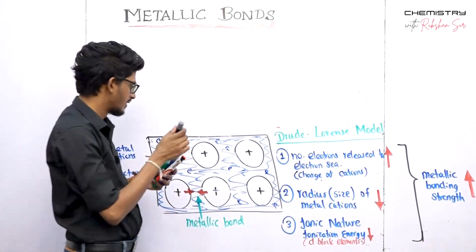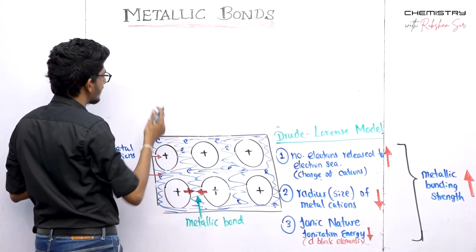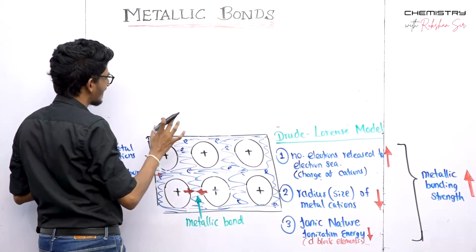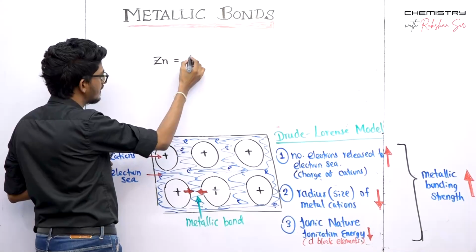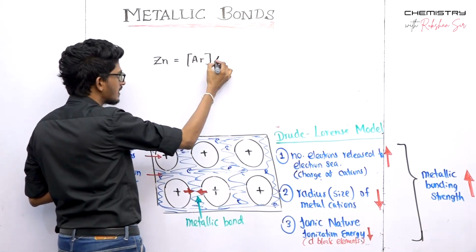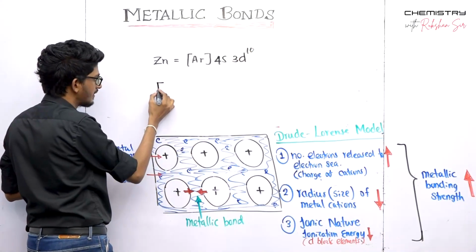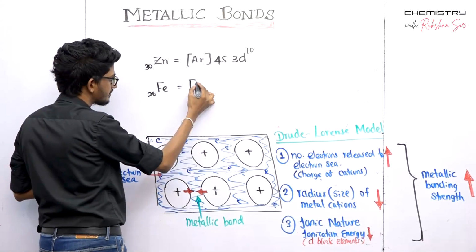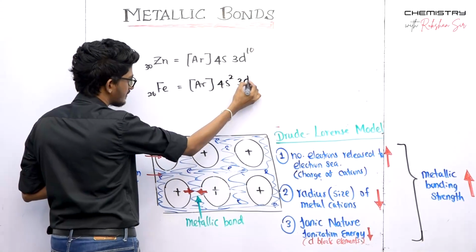So it's like this. When it comes to D block elements, consider iron and zinc. Zinc is with the argon configuration, 4s2 3d10, right? But iron, the 26th, while zinc is the 30th, is with the argon configuration and 4s2 3d6.